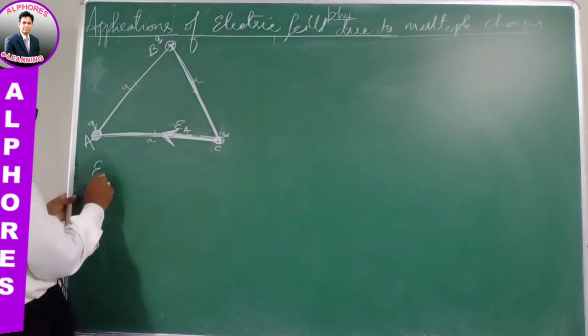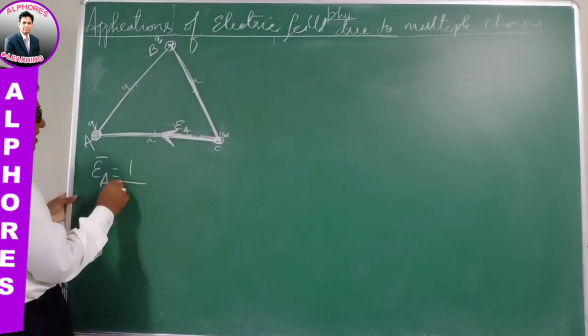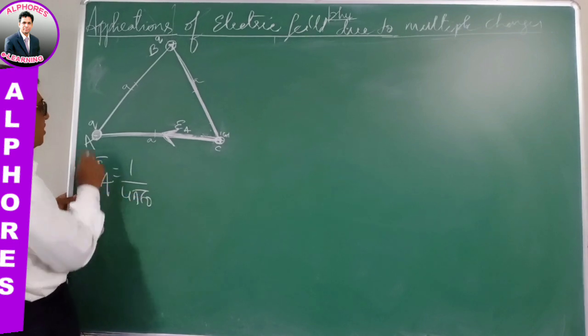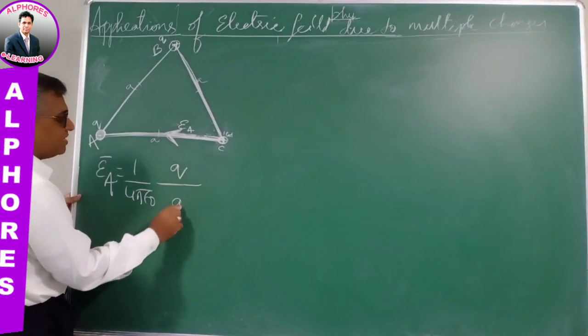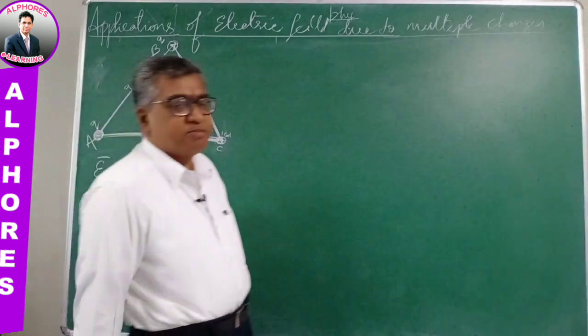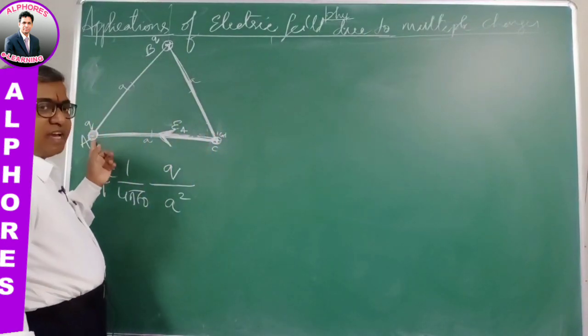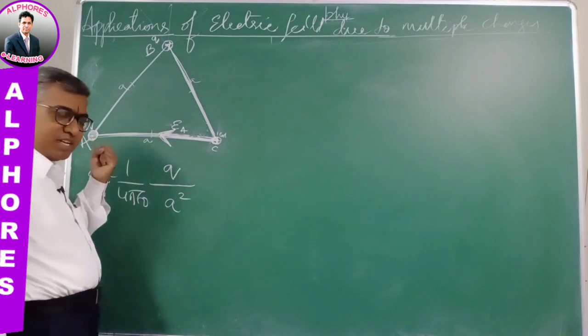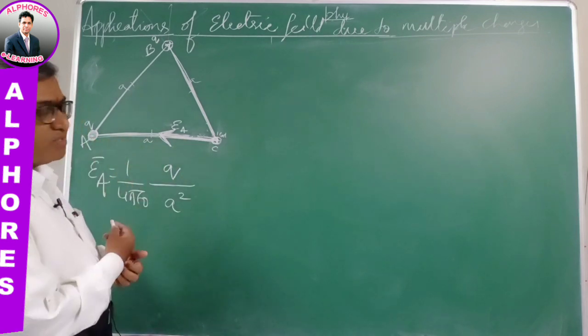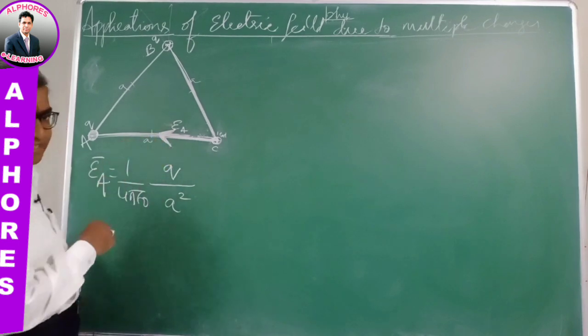Magnitude of EA, the field due to the charge at A, is 1 by 4 pi epsilon naught, charge magnitude Q, distance a: 1 by 4 pi epsilon naught Q by a squared, right? Direction: since this is a negative charge, it attracts the test charge. So the line of force is towards it. So the field is EA in this direction.